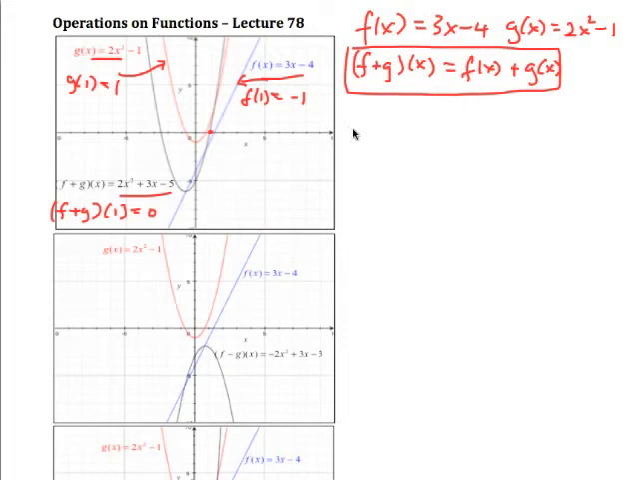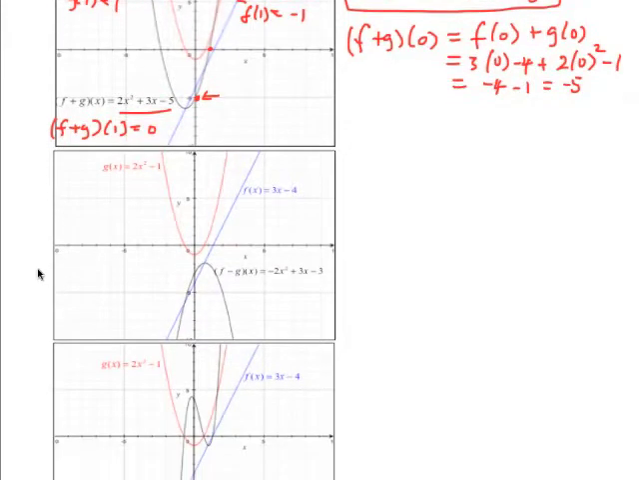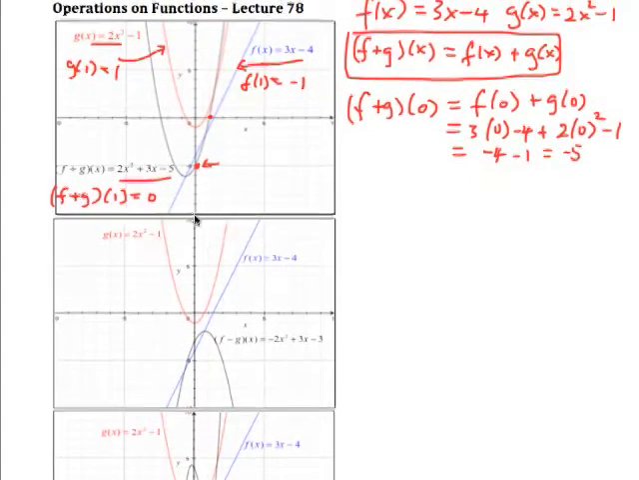So if I now want to find, say, f plus g of 0, then I just need to find f of 0 plus g of 0, which of course is equal to 3 by 0 minus 4 plus 2 by 0 squared subtract 1, which of course is negative 4 subtract 1, which is negative 5. So that point would be 0, negative 5, which of course you can see is right here at this point on the black curve. So that's how we do that.